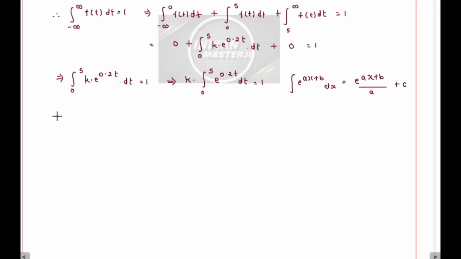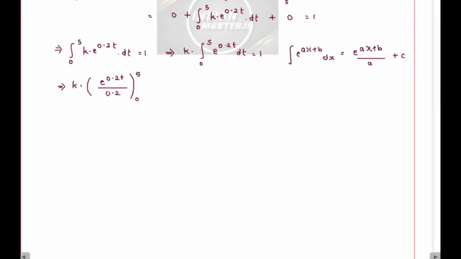So using the same concept, same formula, what do I get? I get k into the integration of e raised to 0.2t, which will be e raised to 0.2t divided by 0.2, and because this is a definite integral, I'll put the limits. There will be no c here, and this value is equal to 1.